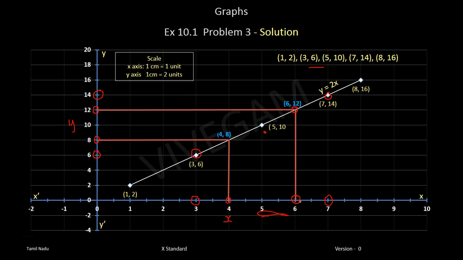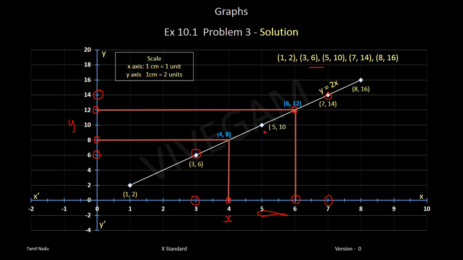Now if you want to find the value of x when y equal to 10, from 10, draw a horizontal line. It will cut here, then go down, it meets here. So that is 5. Like that, you can find whatever value you want by drawing these two lines. Starting from the axis, from that point you draw a horizontal or vertical line depending upon y value or x value, and then from that point you draw the next line cutting the axis.